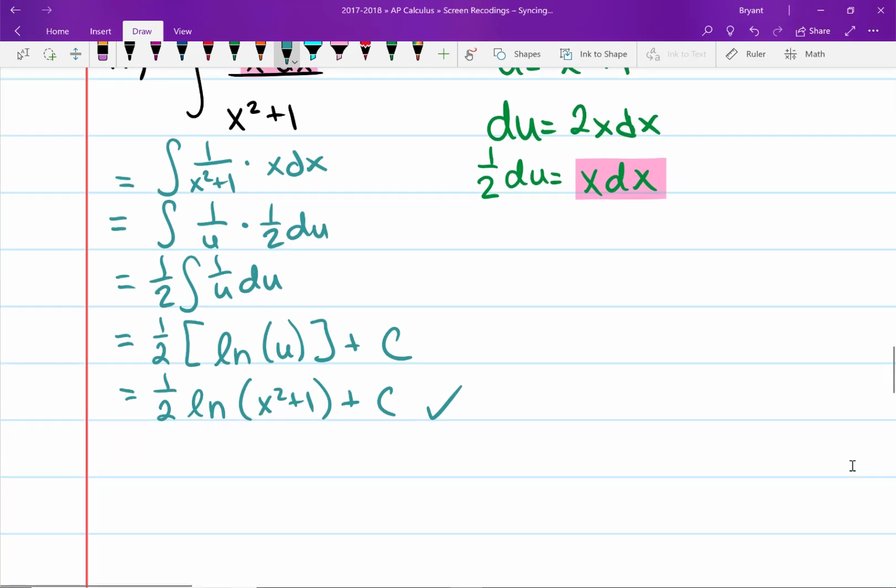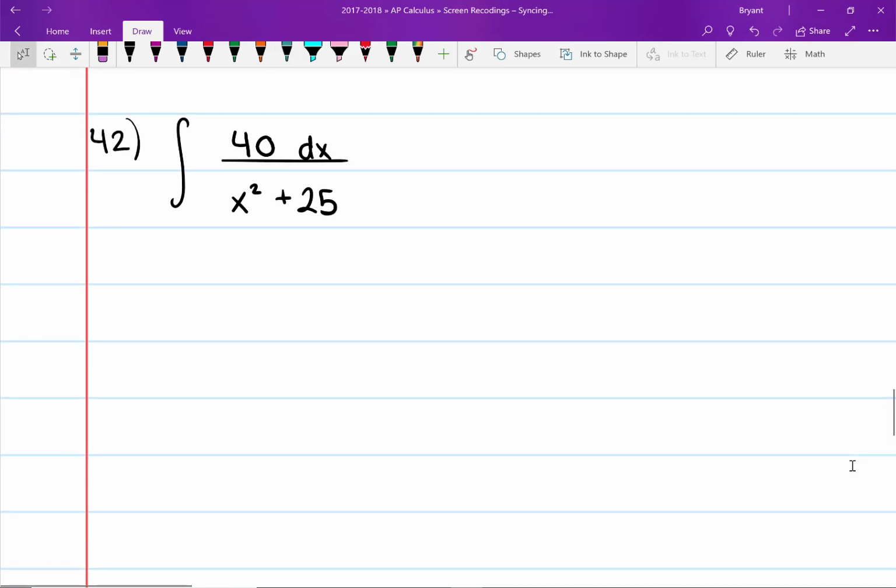Alright, almost last problem. Number 42. We got to go up to number 44. We're almost there. Now, this is where this problem starts to take a very dark turn, because here's x squared plus 25. I'm seeing that tangent inverse. I know it's got to be there. I know this looks like tangent inverse of x. But I'm going to do a little bit of simplifying before we hit that u sub.